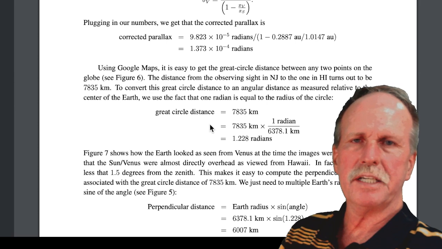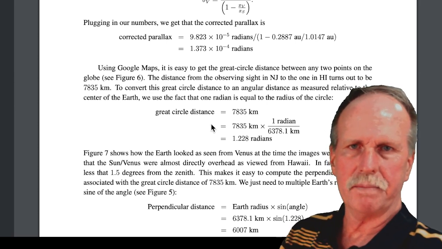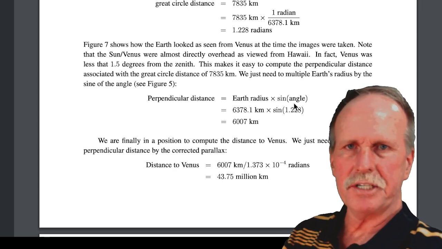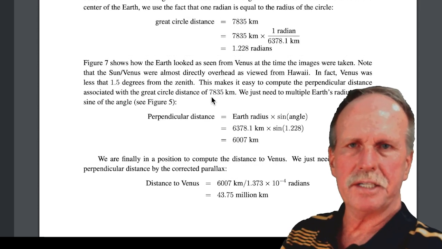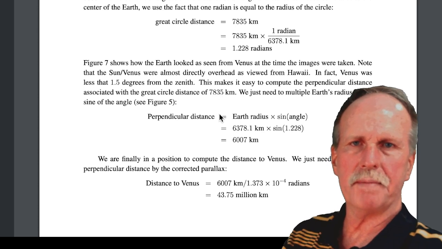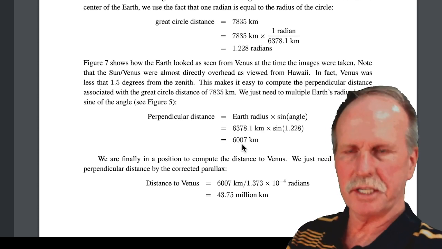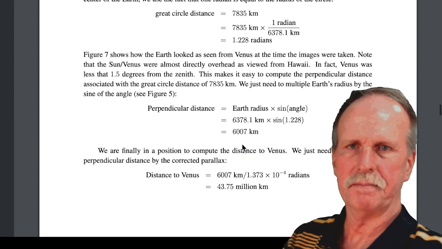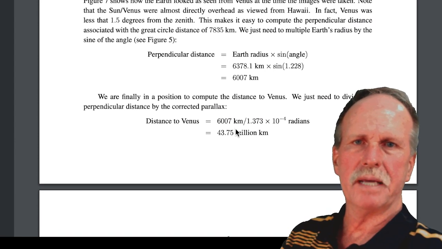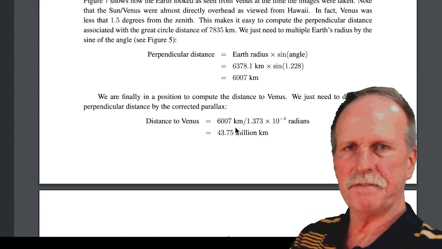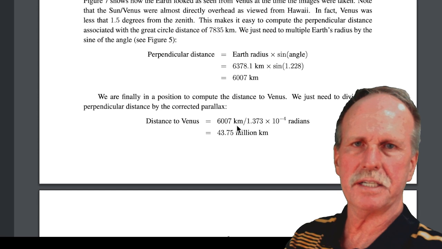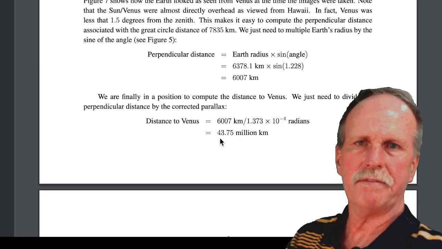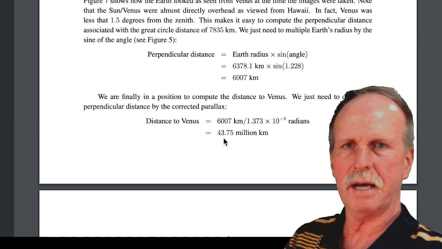Now he looked at the distance between the observers in Hawaii and Princeton, used that to find the sine of the angle, and that creates the baseline. So even though the land distance is 7,835 kilometers, the actual chord distance between those 2 points, the baseline, is 6,007 kilometers. With that, he was able to calculate the distance to Venus by taking the base distance divided by the parallax angle. And that gave him 43.75 million kilometers.